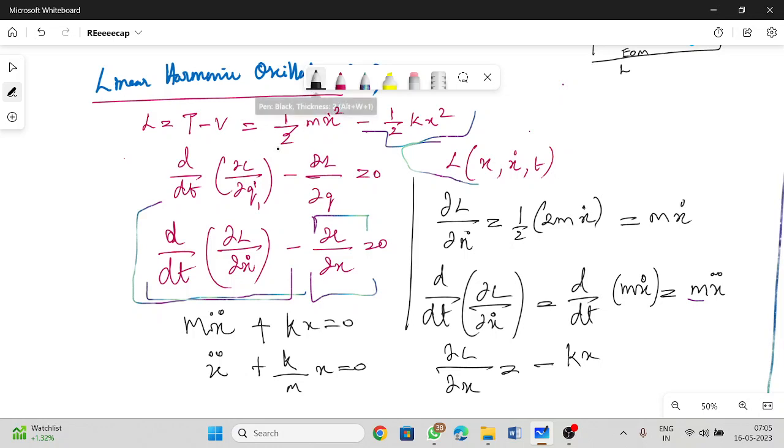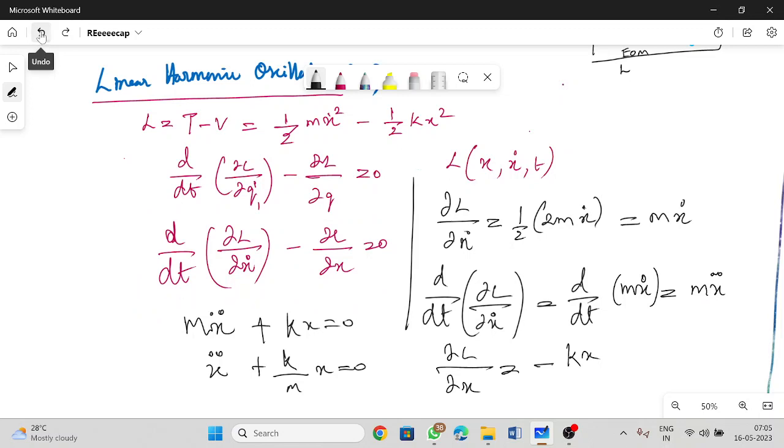With the help of this equation you are able to study the dynamics of the system, right? So that's how the Lagrangian formalism works. Once you have the kinetic energy and potential energy, you are able to write the equations of motion.